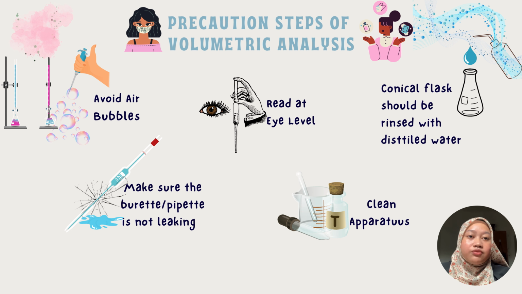Next, I would like to explain the precautions in volumetric analysis. The first one is about air bubbles. We need to ensure that there are no bubbles trapped in the burette or pipette, as this can lead to an inaccurate volume measurement. The second one is to read at eye level. Read the volume markings on the burette or pipette at eye level to minimize parallax error.